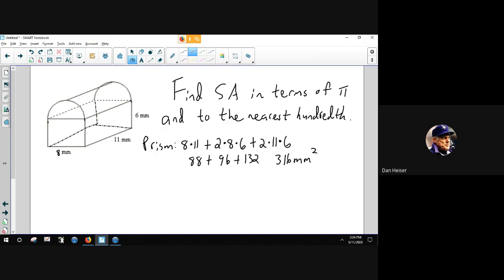Now let's look at the cylinder. And it's not even a full cylinder. It is a half cylinder. This cylinder here has been chopped in half. So we need to be very careful finding this surface area. When objects get cut, say in half or say in thirds, whatever, we don't automatically cut the surface area in half or divide by 3.